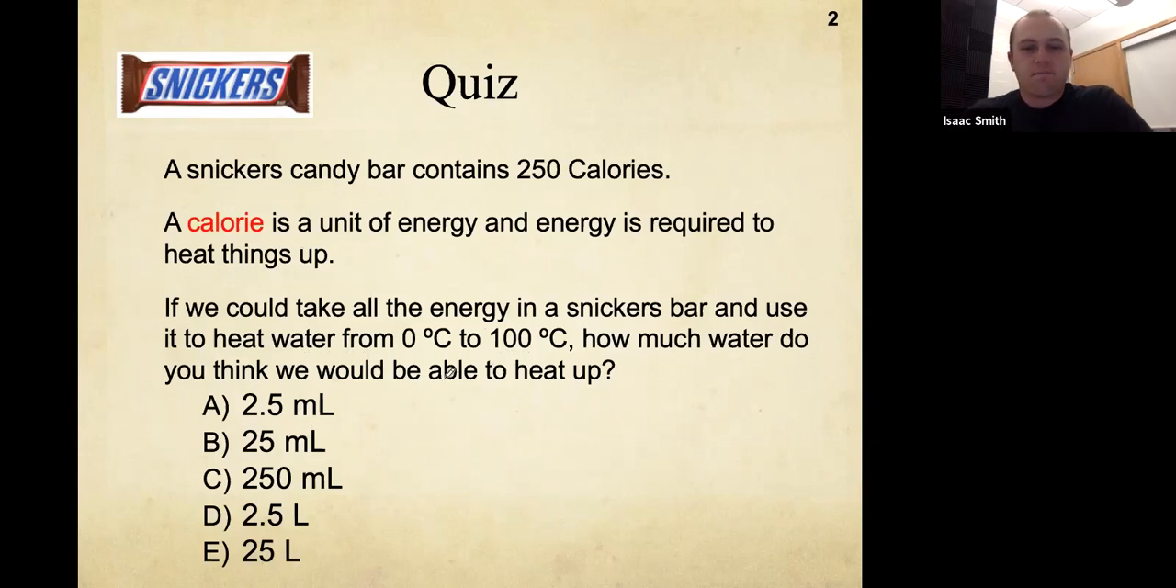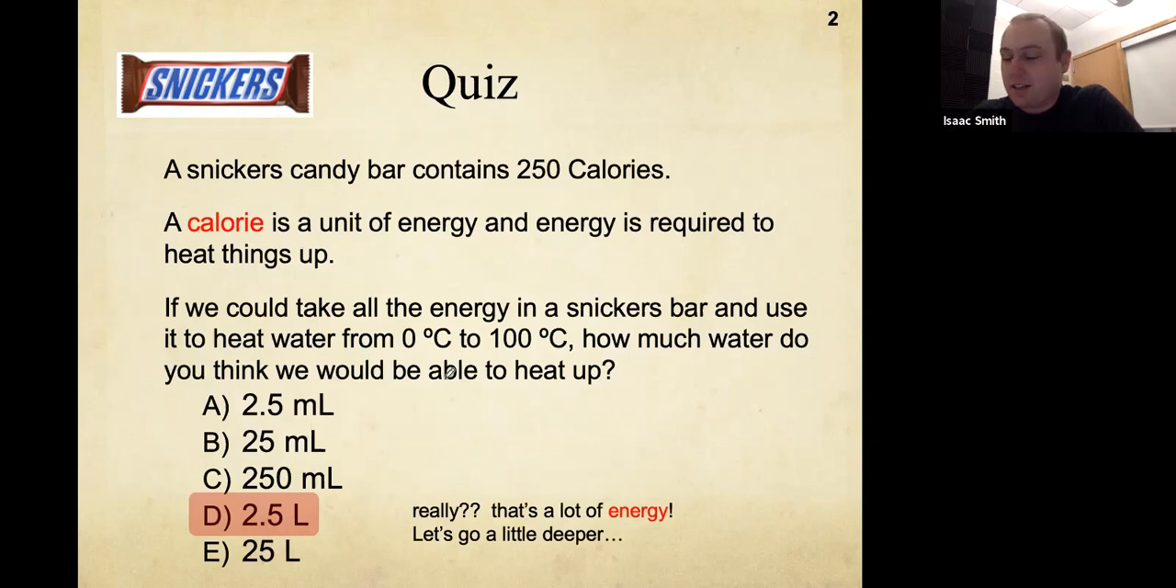And so in this case, say we took all the energy that's stored in that Snickers bar and heated water from 0 to 100, how much water could we heat up? And the answer is actually 2.5 liters, right? So think of a 2-liter soda. That's a little bit more than that is how much water you'd be able to heat up with just the energy from a Snickers bar. So that's quite a lot of energy, and we'll talk about that a little more throughout this PowerPoint.